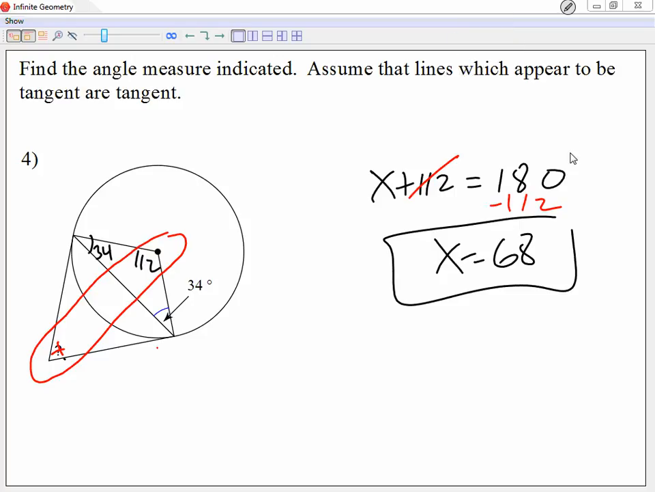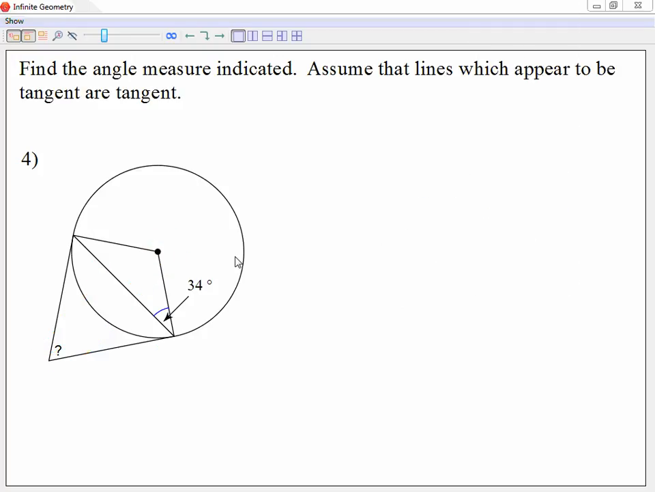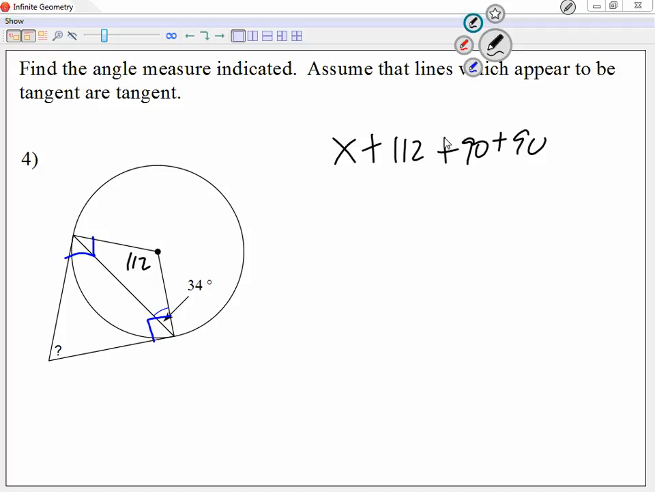Yeah. So how do you know when to do it by 180 or 360? Let me go back to here. This is 112, right? If I'm looking at the kite, this whole corner is 90, this whole corner is 90. I know part of it is 34, but I'm looking at the kite now. So I know that's 90. So you could do it with a 360. I can just go x plus 112 plus 90 plus 90. So I'm adding the four angles equals 360.